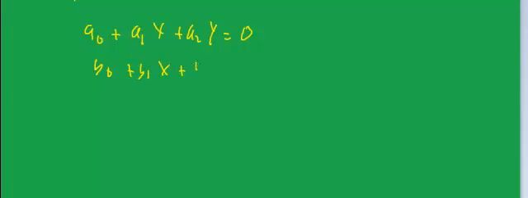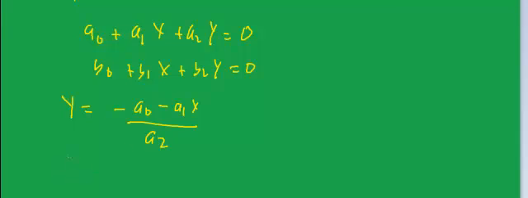So we have a0 plus a1 x plus a2 y equals 0, and b0 plus b1 x plus b2 y equals 0. So step 1 is to solve the first equation for y. So that means y is going to be equal to negative a0 minus a1 x, all over a2.